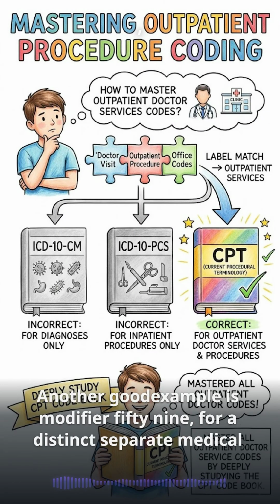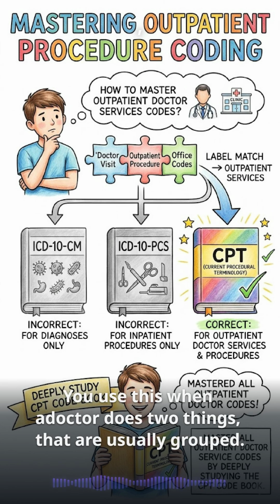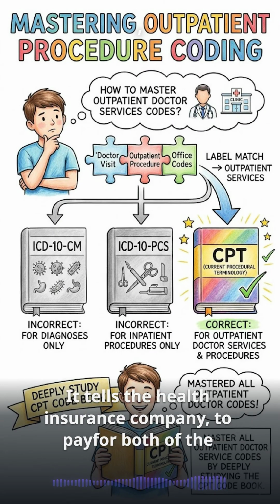Another good example is modifier 59 for a distinct separate medical procedure. You use this when a doctor does two things that are usually grouped. It tells the health insurance company to pay for both of the separate things.